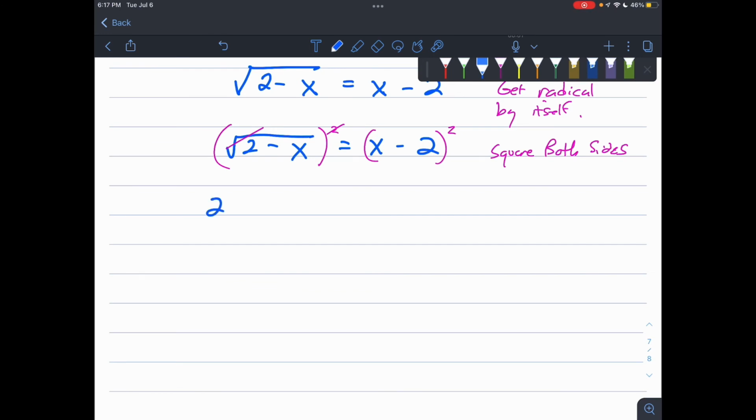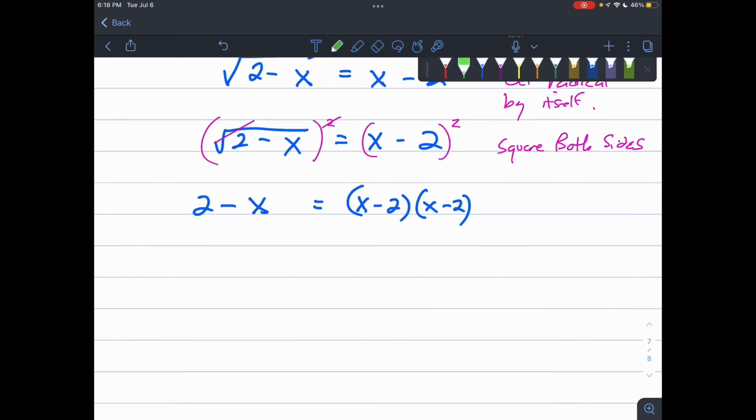So on the left, we're just left with 2 minus x. On the right, though, you'll need to be careful about this because a lot of times people will just square the x and put x squared. They'll square the 2 and put 4. But really what you're doing is you're squaring that whole x minus 2. So this should look like this. x minus 2 times x minus 2. Just like if it was 4 squared, it'd be 4 times 4.